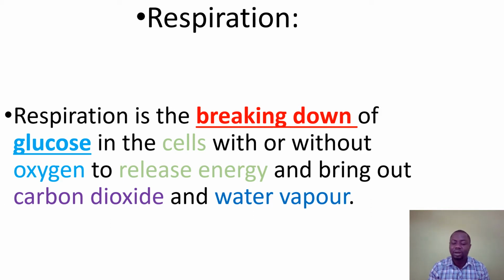Finally, when you break down something, something comes up. When you smash your pen or break your pen, you hear a sound. So this time when we break down the glucose, what comes out is energy. And aside from the energy, carbon dioxide and water vapor also come out. Do you understand up to this point? Breaking down of glucose in the cells with or without oxygen to release energy, and also bring out carbon dioxide and water vapor in the process.